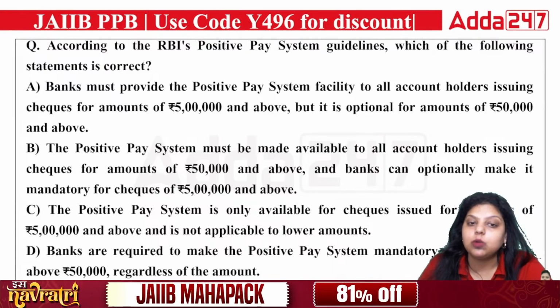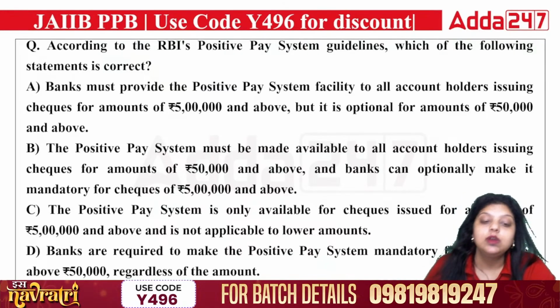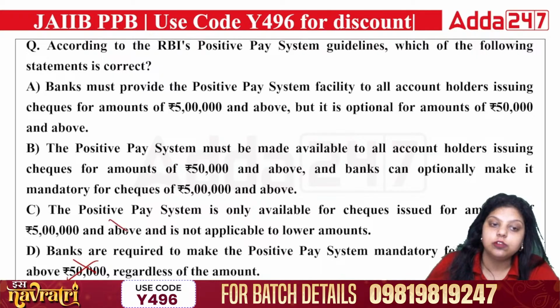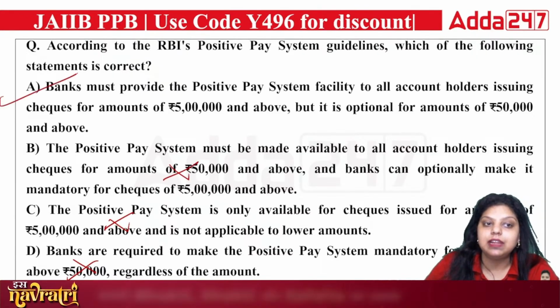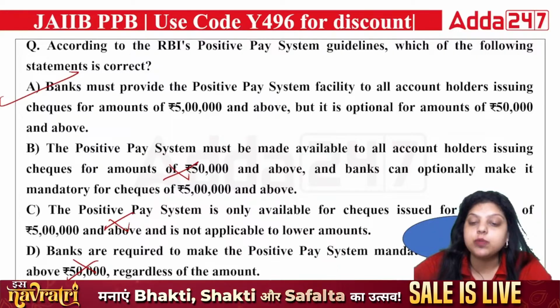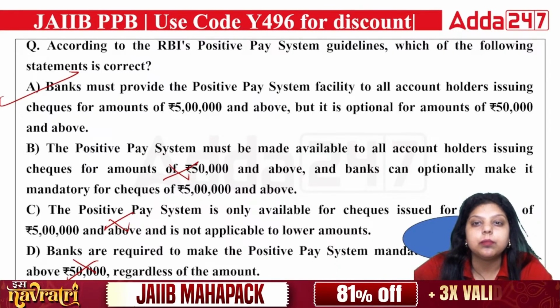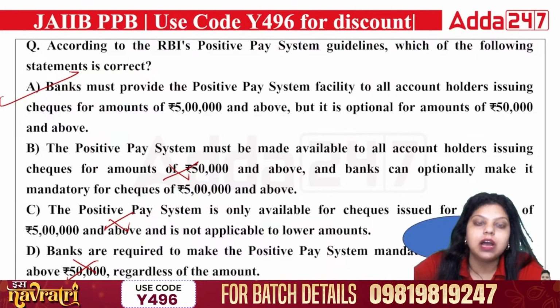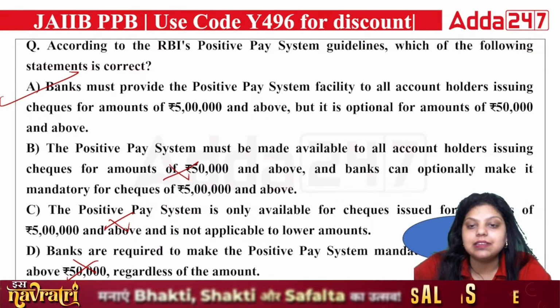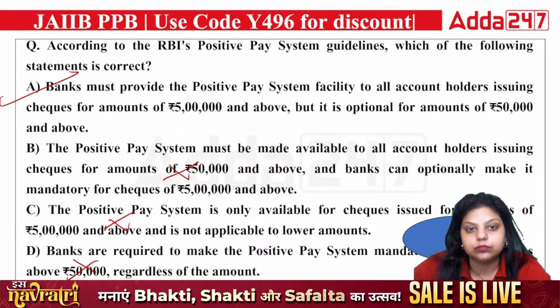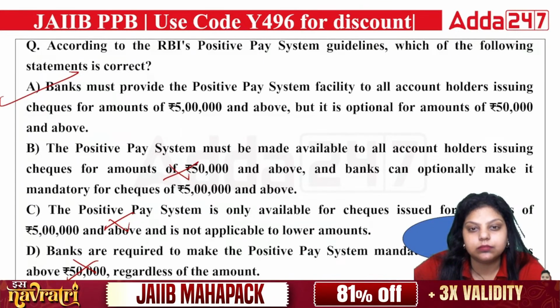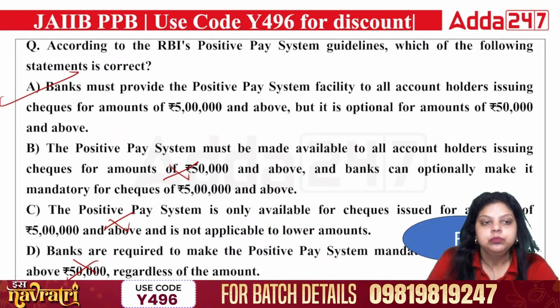Fourth is saying banks are required to make the positive pay system mandatory for all checks above 50,000 regardless of amount. So no, that's not correct. Third is also not correct. Second is also not correct. Right answer is A. Okay, it is optional for 50,000 and above, but it is mandatory for the amount of 5 lakh. So the right answer will be option A.